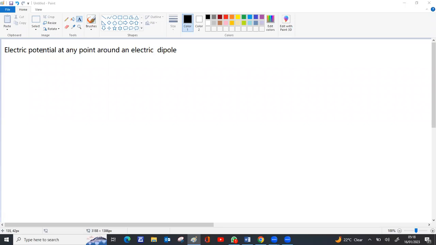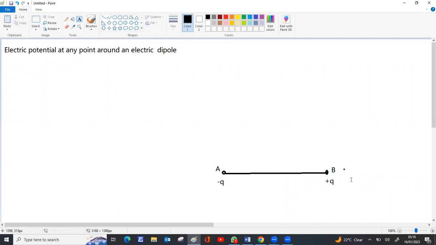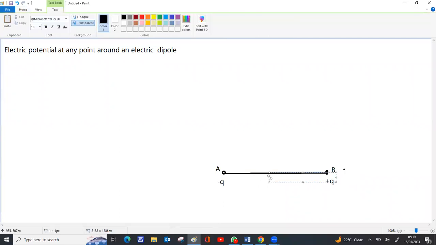We need to find the electric potential at any point of the electric dipole. It's an electric dipole. Charge at A is minus Q. Charge at B is plus Q. Central point of the dipole is O.